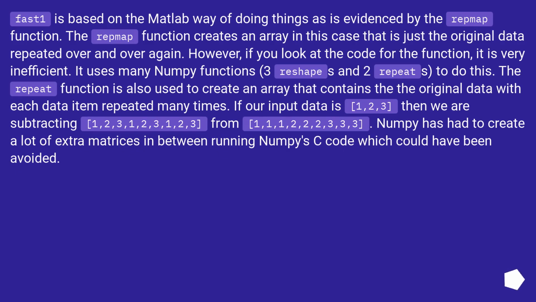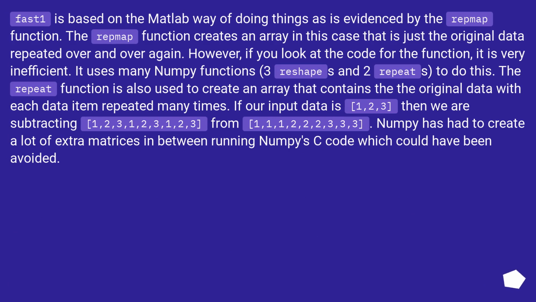Fast1 is based on the MATLAB way of doing things as is evidenced by the repmat function. The repmat function creates an array in this case that is just the original data repeated over and over again. However, if you look at the code for the function, it is very inefficient. It uses many numpy functions, 3 reshapes and 2 repeats, to do this.